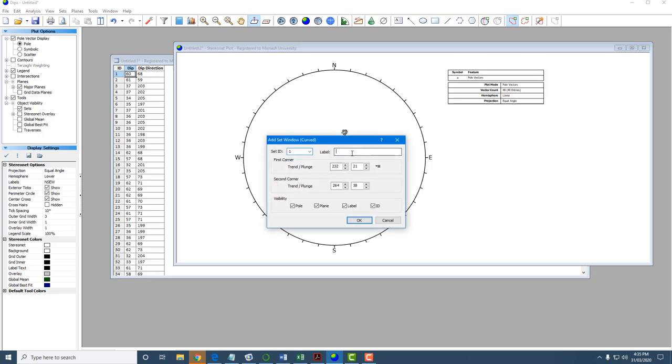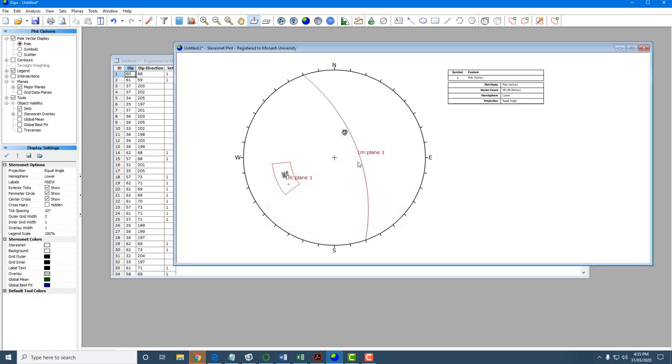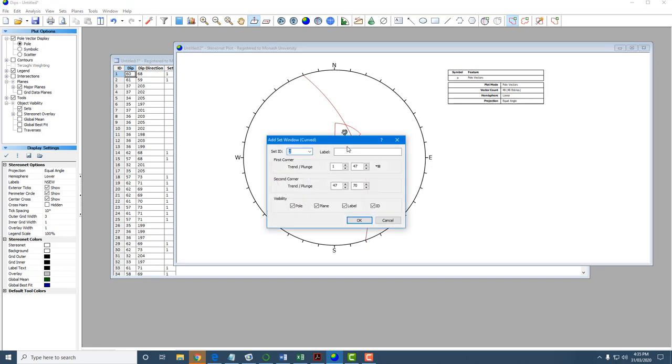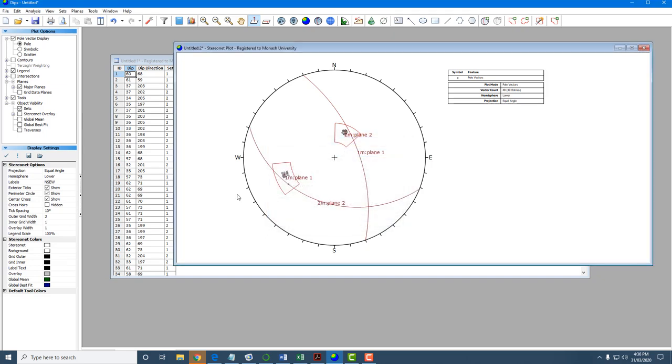So this set we can call plane 1. And as you can see, a mean pole and a mean great circle corresponding to our joint set was drawn when we defined our set. We can further define another set corresponding to the other set of poles, like so. And we can call this plane 2. Now we have the two mean planes corresponding to our measurements.